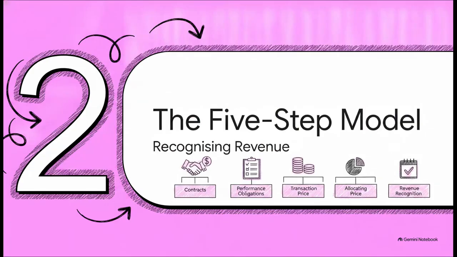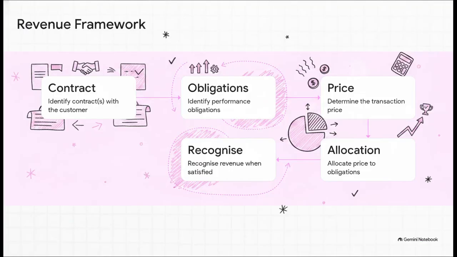Moving right into Part 2, the 5-step model. This sequence right here, this is your universal cheat code for solving literally any revenue problem they throw at you. You have to memorize these 5 steps in this exact order. Identify the contract, identify the performance obligations, determine the transaction price, allocate that price, and finally recognize the revenue. If you try to skip straight to step 5 on an exam question without showing your work for steps 1 through 4, you are leaving major marks on the table.